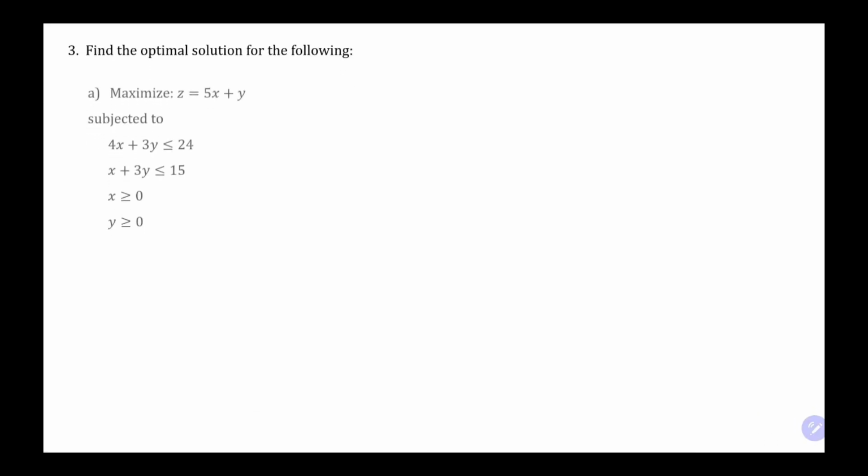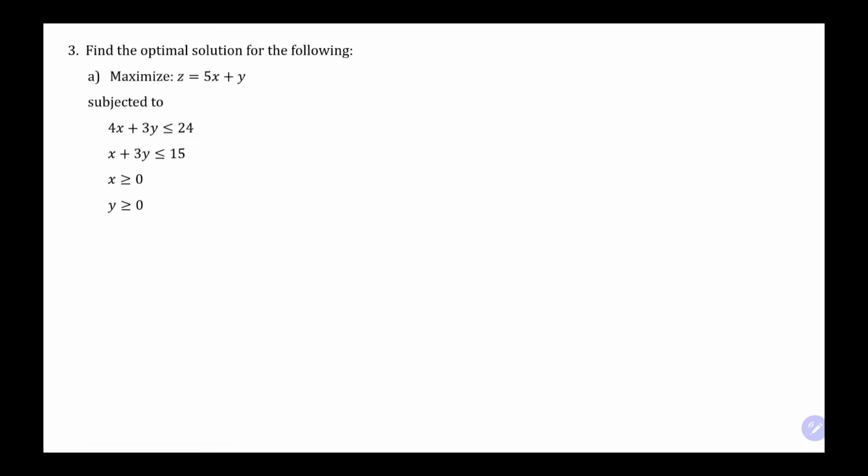Next question, number 3. Find the optimal solution for the following. Optimal solution means we want to find the maximum or minimum value based on our objective. Question A, we maximize Z equals 5x plus y subject to this system of linear inequalities. Now to find the maximum value, we need to sketch the graph. So before we sketch the graph, we find the x and y intercepts.